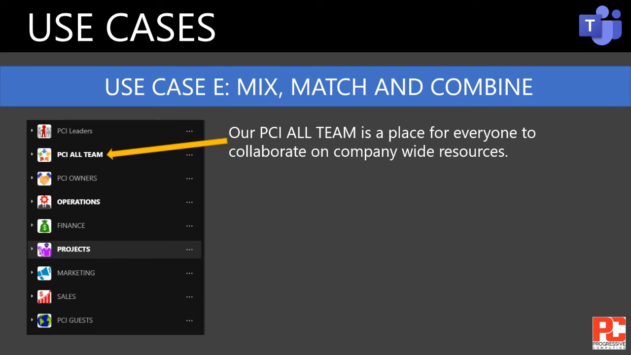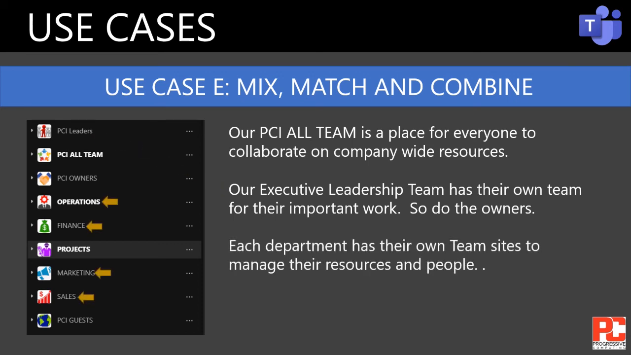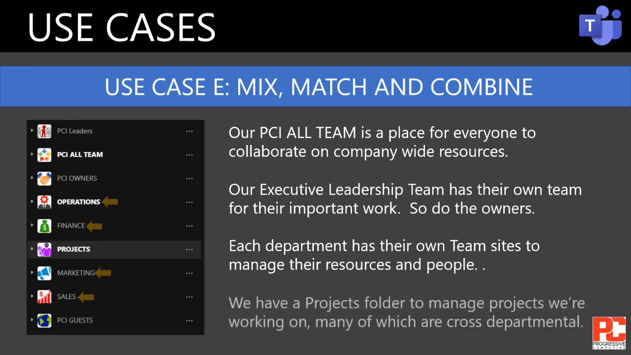The PCI All team is a place for everyone to collaborate on company-wide resources. Our executive leadership team has their own team for their important work, and so do the owners. Each department has their own team sites to manage their resources and people. And we have a projects folder to manage projects we're working on, many of which are cross-departmental.